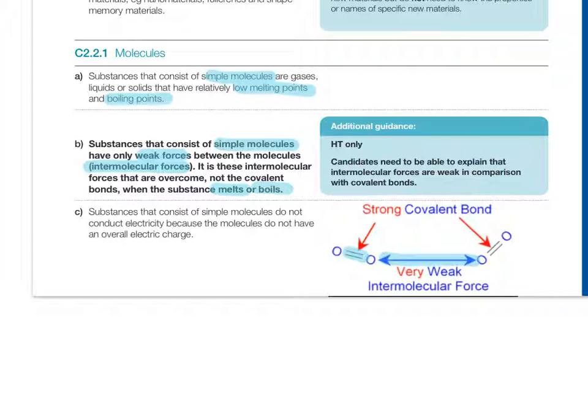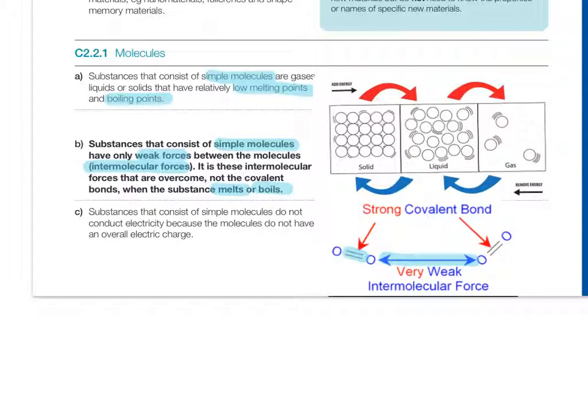You're spreading out those molecules of O2 going from a solid to a liquid to a gas. So as you change from your solid to your liquid to your gas, what you're actually doing is you're breaking those weak intermolecular forces between the molecules. You are never breaking those strong covalent bonds between the atoms though. It's just pulling apart the molecules and breaking those weak intermolecular forces between the molecules.